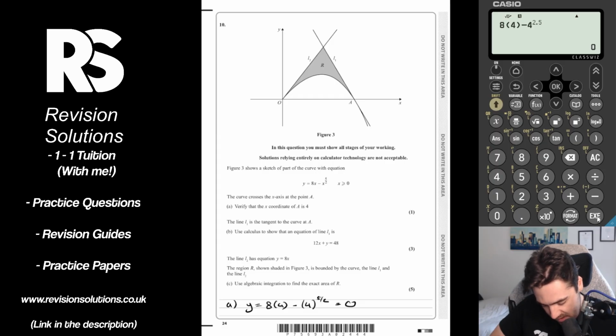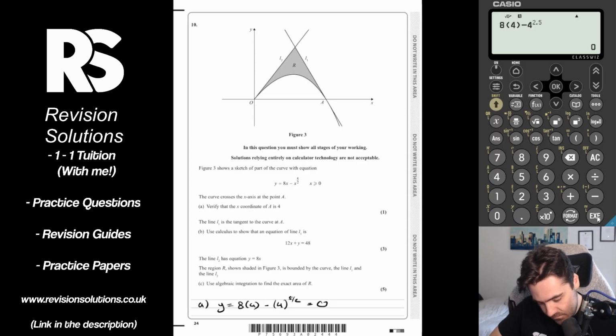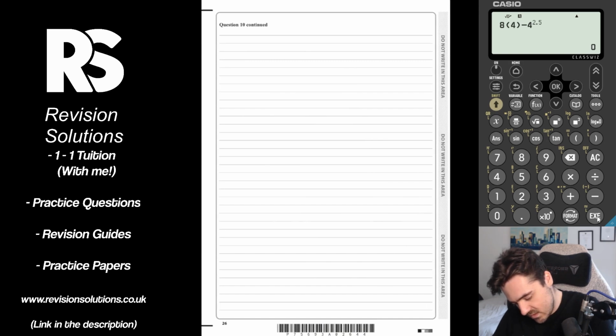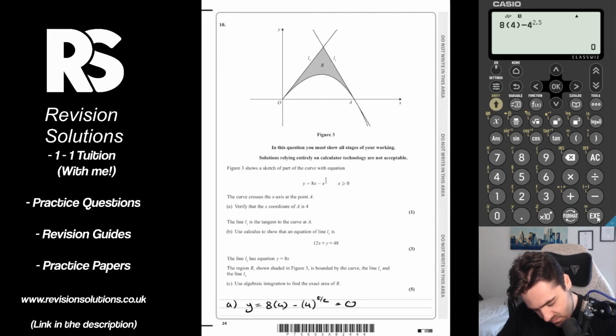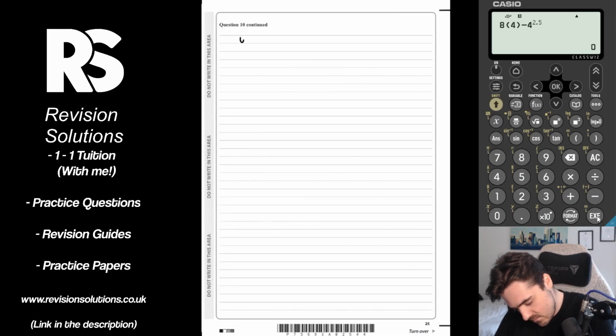Then it says use calculus to show that an equation for the line L1 is given by such, and L1 is the tangent. So to get the gradient of our tangent, we can differentiate. So let's start with just writing the curve out again. So y was equal to 8x minus x to the 5 over 2.